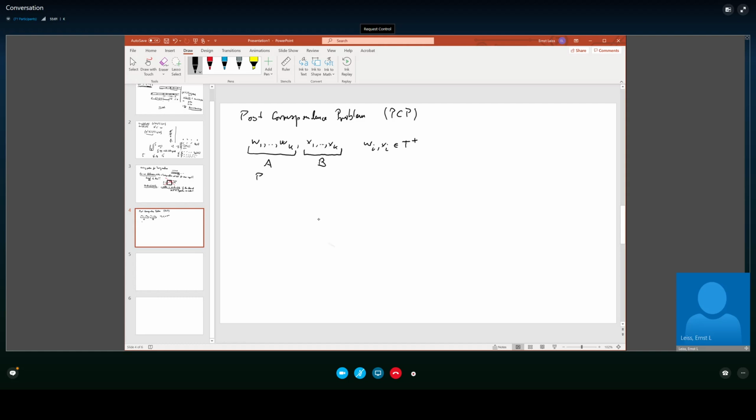And then the Post correspondence problem has a solution if and only if there exists I1 through IM for some m greater or equal to 1, such that WI1 concatenated with WI2 concatenated, etc., with WIM is equal to XI1 concatenated with XI2 concatenated with XIM.